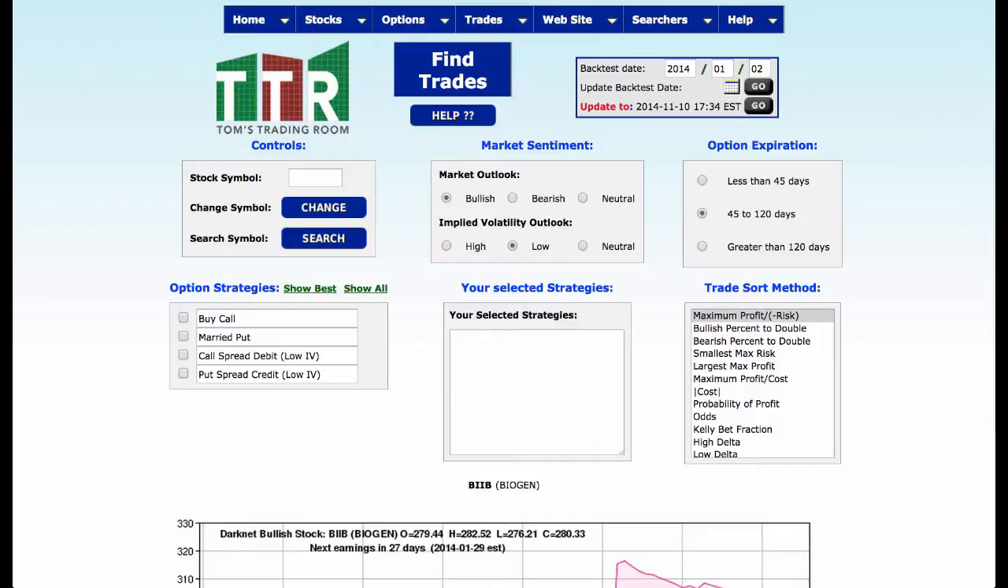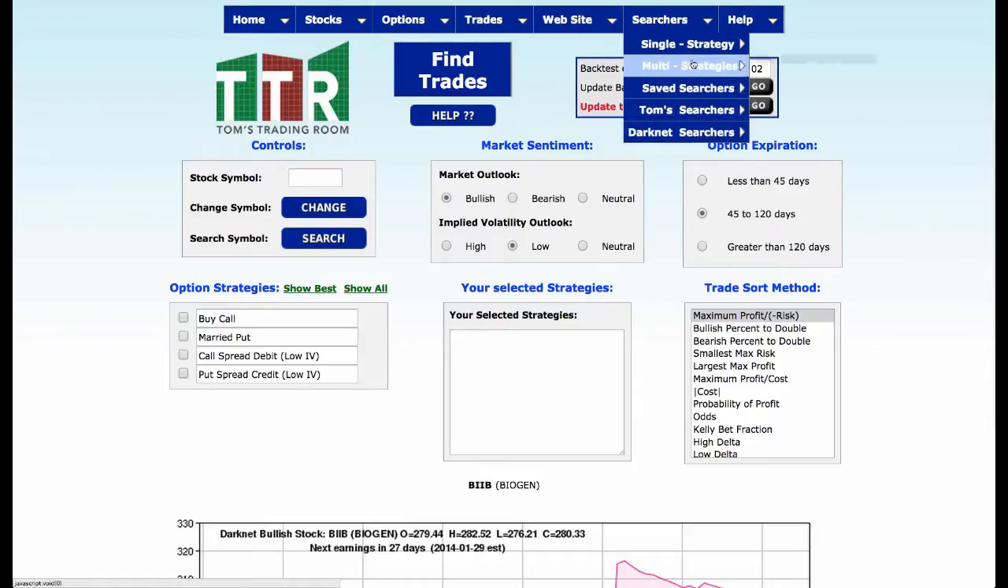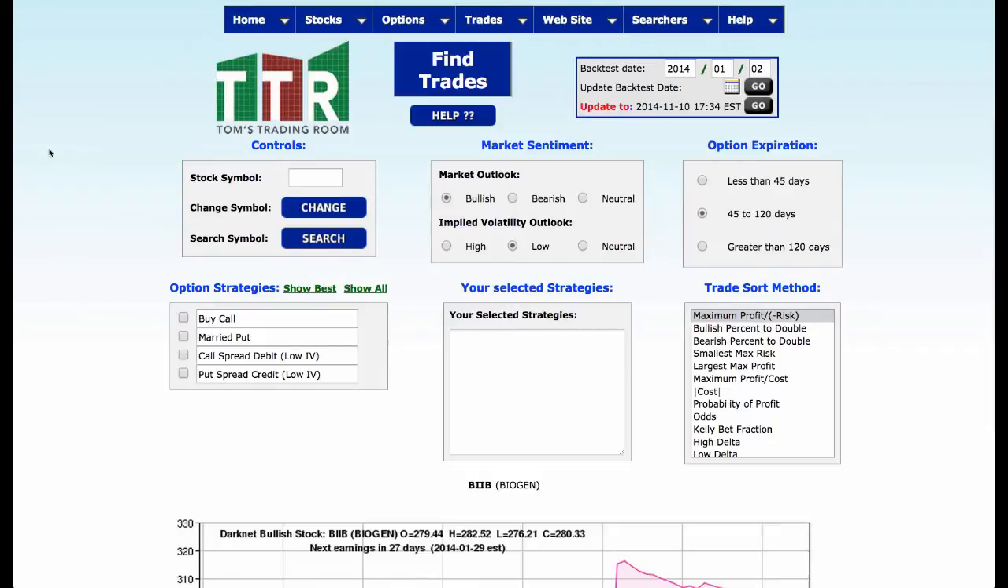In this video, we're going to talk about finding trades. One of the easiest ways to find trades on the site is through the Find Trades button. If you go across the page here, we come across to the searchers. Go to the multi-searcher strategies, and you'll see an area called Find Trades. Click on that, and you'll get to this particular window right here.